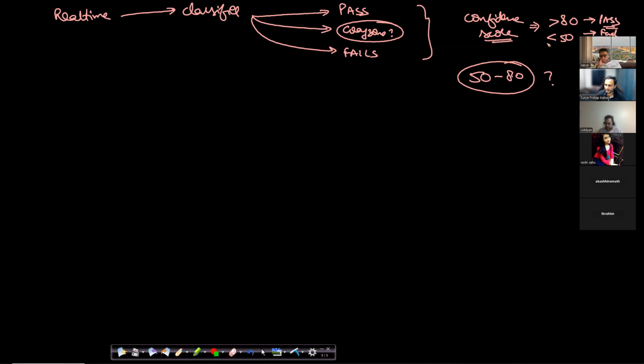For a simple classifier, the score here does not matter. You can keep 60 to 80 or 70 to 80 as the gray zone. It doesn't matter. But the main point is you have thought about it. You have thought about how you are going to classify.